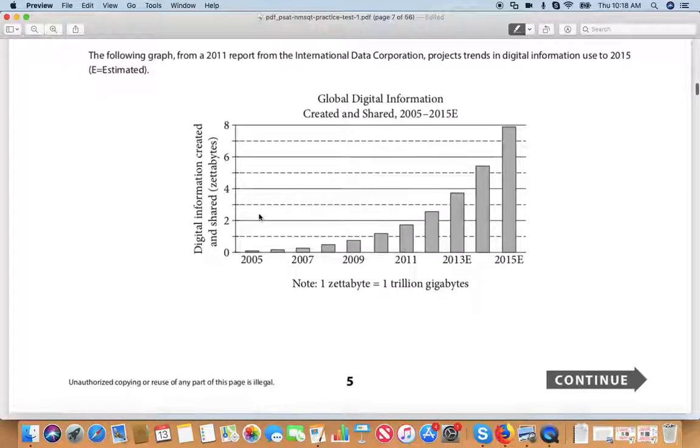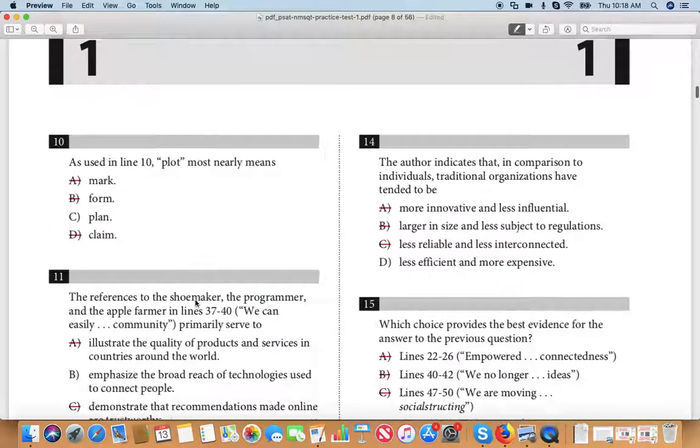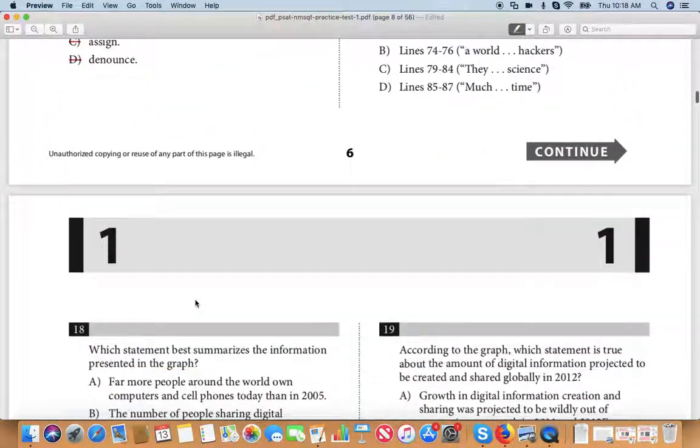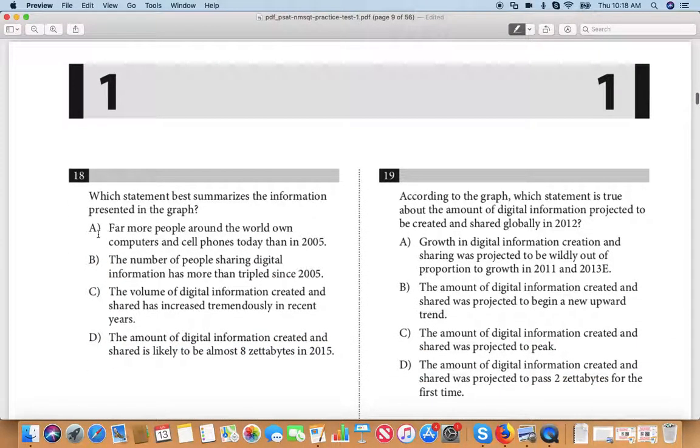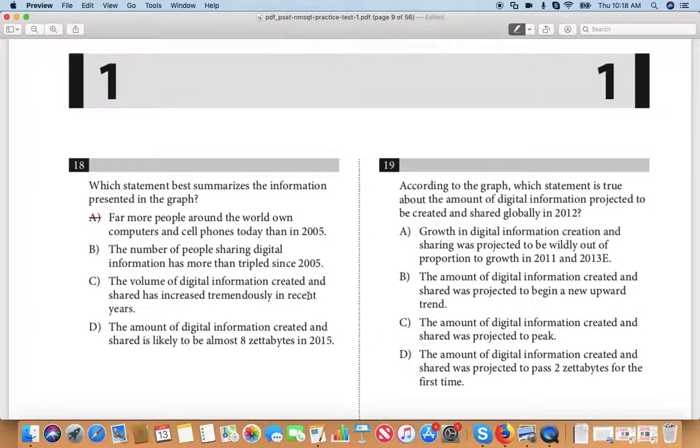Yeah. And so, again, you got to think real clearly about directly addressing the question. If you can do that here, you're going to nail this one. There's just nothing about the number of computers and cell phones. Just nothing about it. So, A's gone. Go and read number B, please.